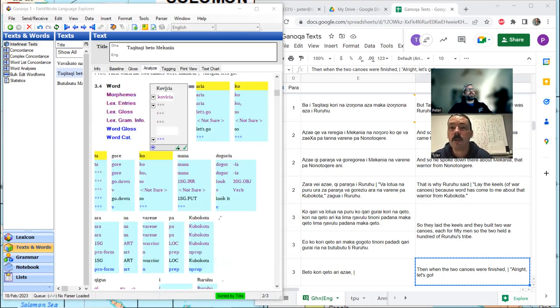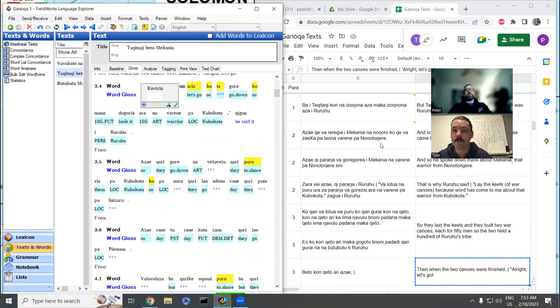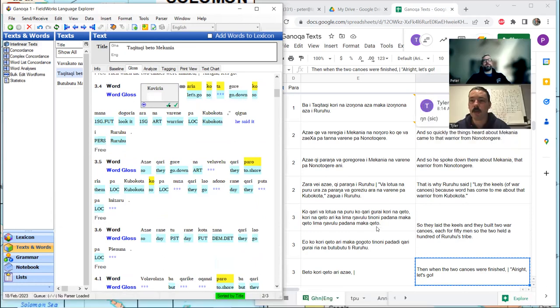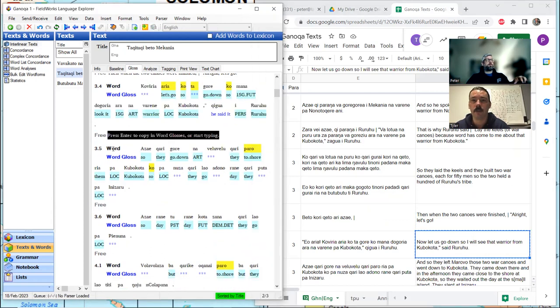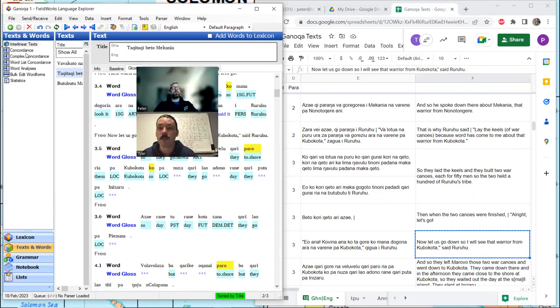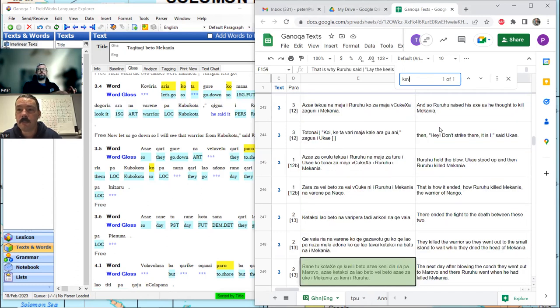Well, the problem is it Koviria or Koviria? Yeah, that is a problem. All right, so I'd like to go ahead and add in translation so we can... By all means. Now let us go down. So I will see that warrior from Kumbokota said Ruruhu. He is the speaker. So Ngi is indexing him, I think we can be pretty certain about.